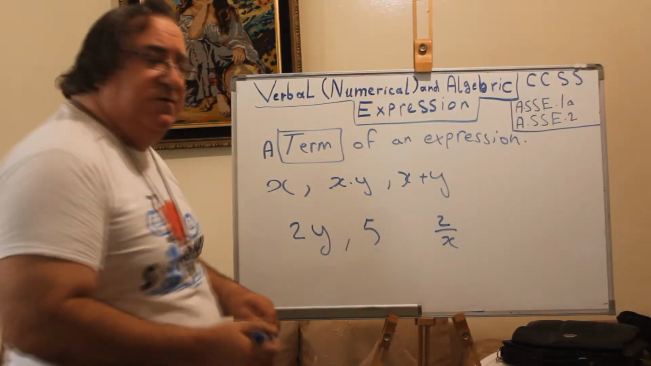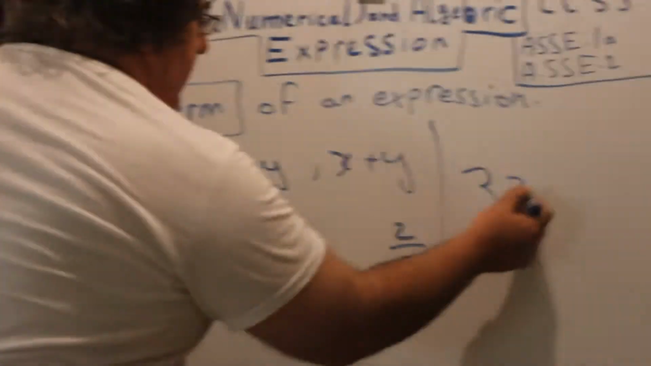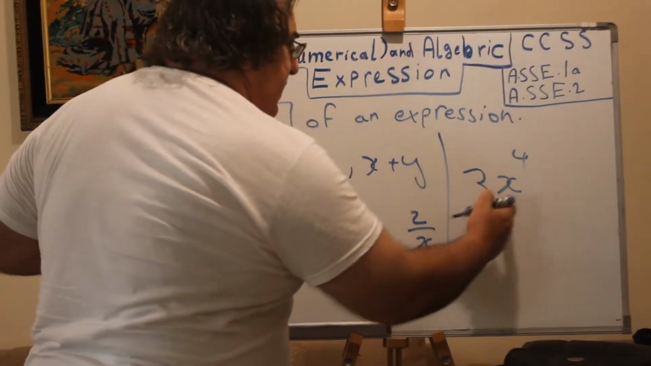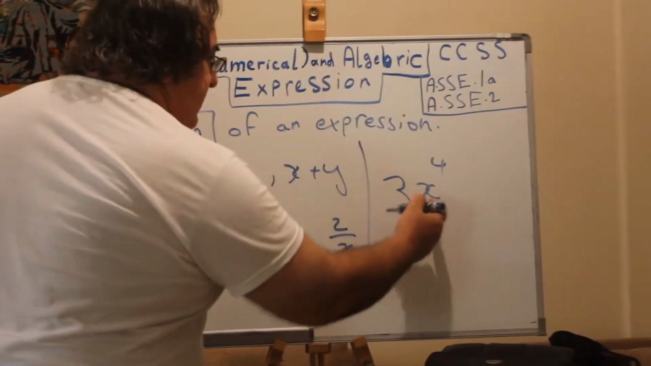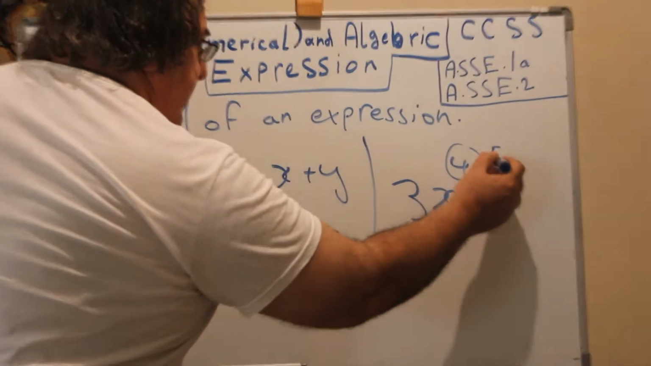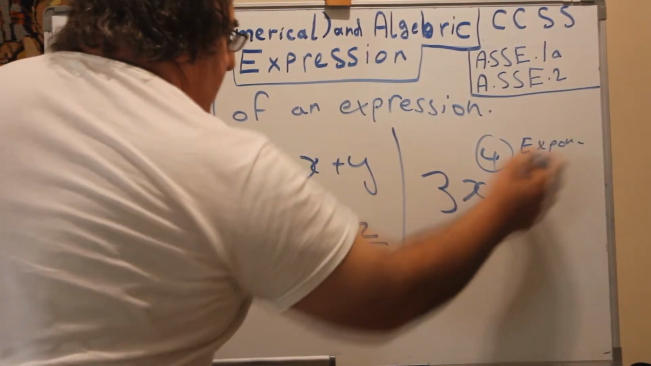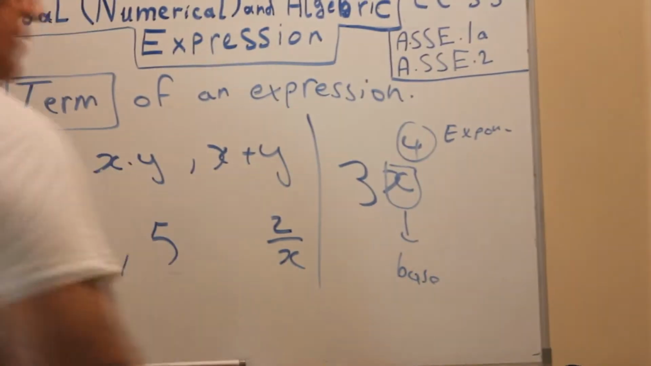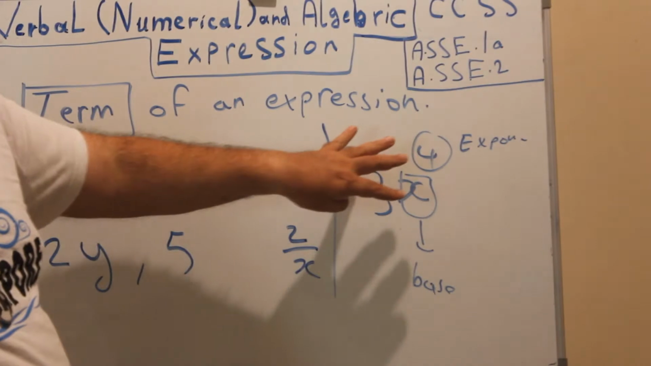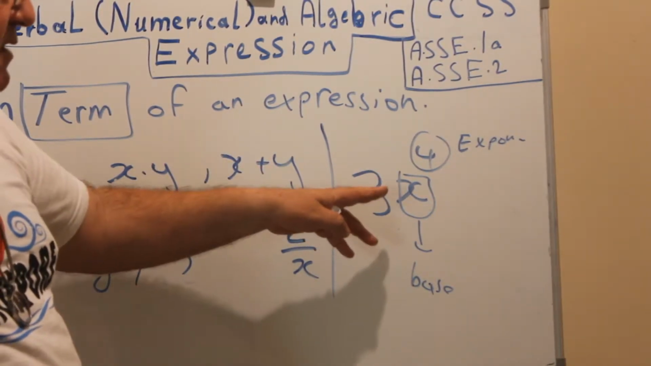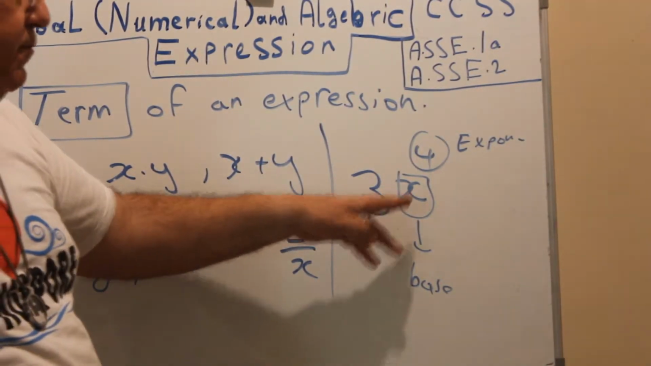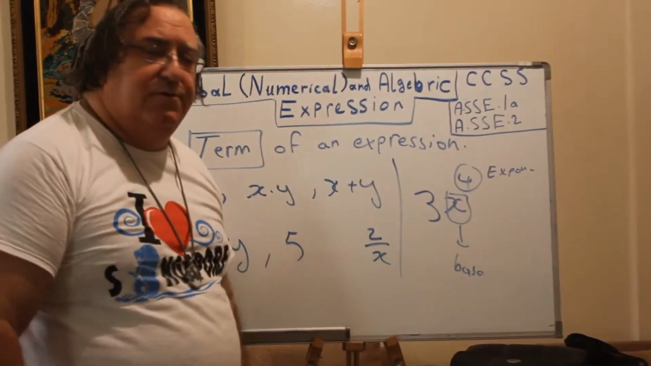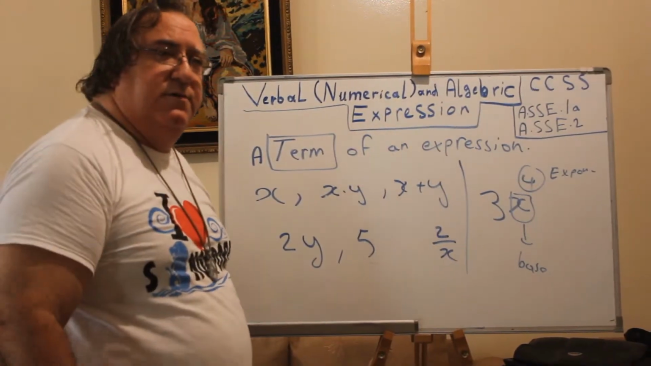Sometimes we can have an expression like 3x to the power 4. This means 3 times x to the power 4, and it is one term. Because it has an exponent, we call this one the base. So this we call one term. We say 3 times x to the 4th power. This is also one unit, one term. We'll go to the second one.